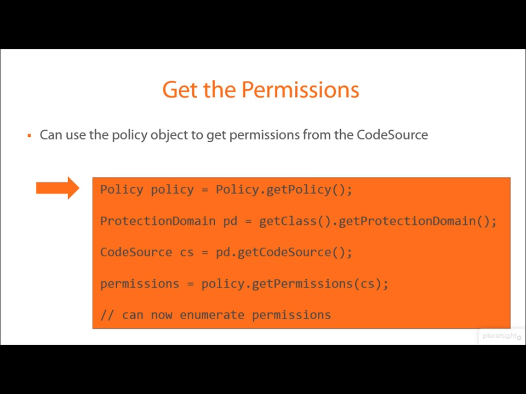If we're in some method somewhere inside a class, we can call getClass to get hold of the current class object for our class. And then from that, we can call getProtectionDomain. So this gives us access to the protection domain object. From that, we can call getCodeSource, and that gives me access to the code source object. And then after that, I can pass the code source to the policy getPermissions call. And this will give me back a collection of all the permissions associated with this class. At this point, we can enumerate those permissions. So let's take a look at this code.